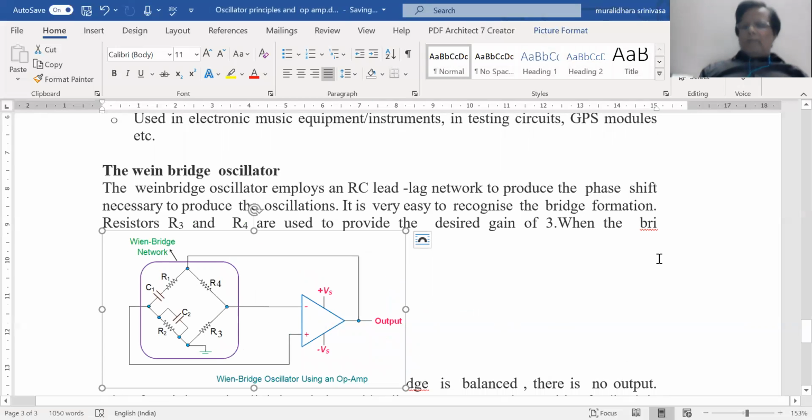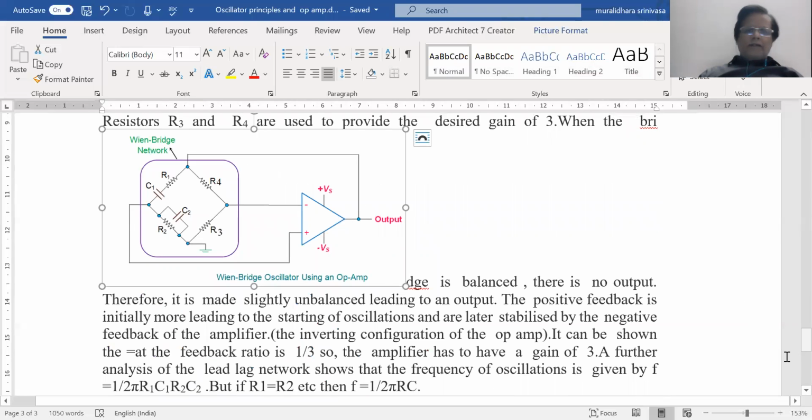As you can see, this is a circuit in which the input is directly given to the non-inverting terminal, so there is no phase shift produced. But this ratio RF by R3 provides the gain for the amplifier, and in this circuit, if you calculate, it turns out that the feedback ratio is 1/3, so the gain of the amplifier should be equal to 3 to satisfy the Barkhausen condition, and that is established by this ratio R4 by R3.